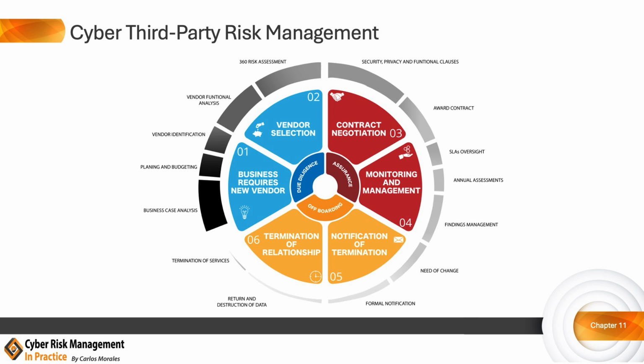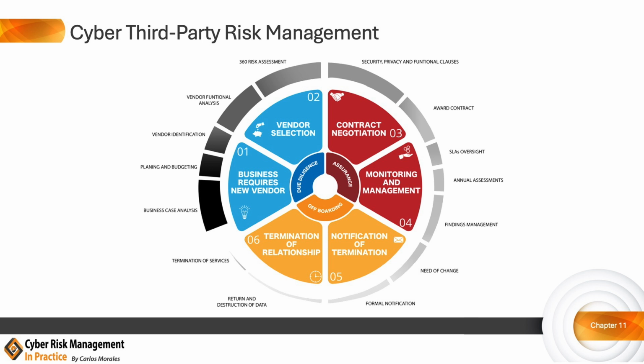Next, we'll move into the assurance phase. Once a vendor is onboarded, risk management doesn't stop. Assurance is about maintaining visibility and trust over time, making sure vendors continue to meet their obligations, protect your data, and operate within acceptable risk boundaries.